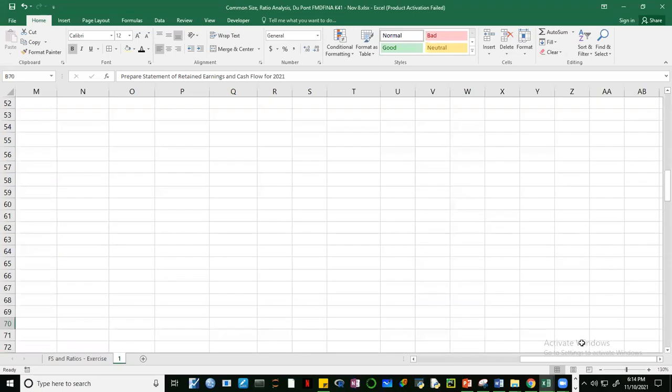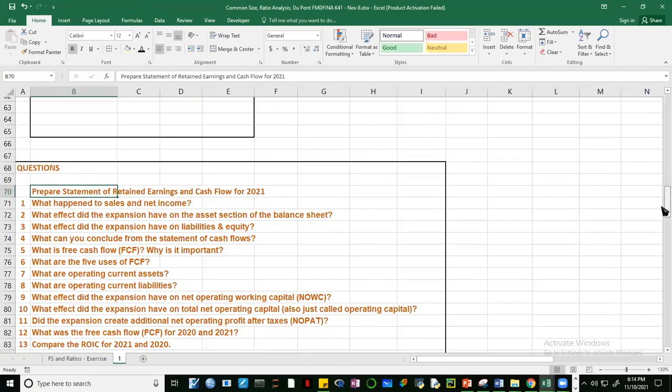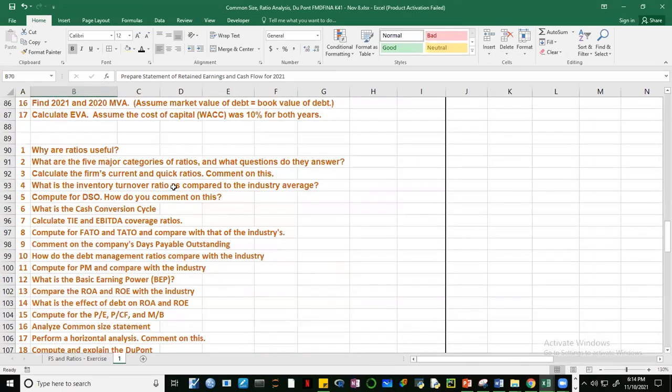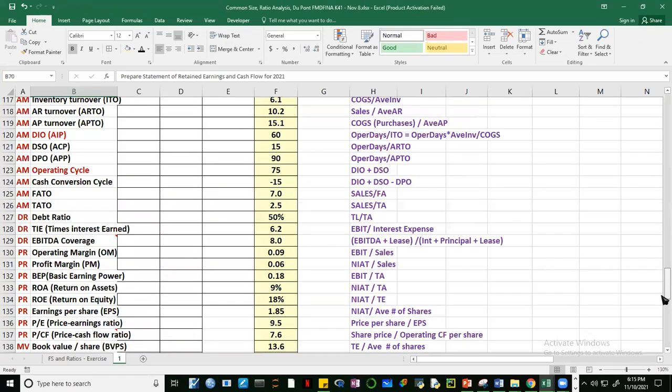So let's now go to the different ratios, guys. These are the next set of questions that we're going to answer. Why are ratios helpful? We said that ratios are used to evaluate the company's performance and use whatever insights we can get out of that to make sound financial decisions. That's very important as far as the growth and the profitability of the firm is concerned. What are the 5 major categories of ratios? You can find them here.